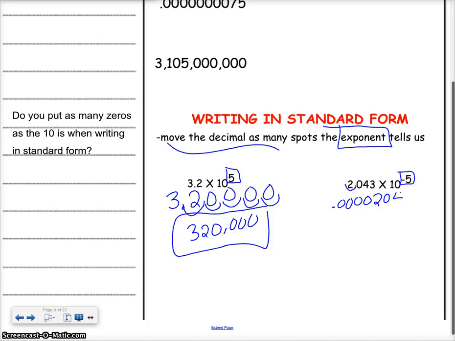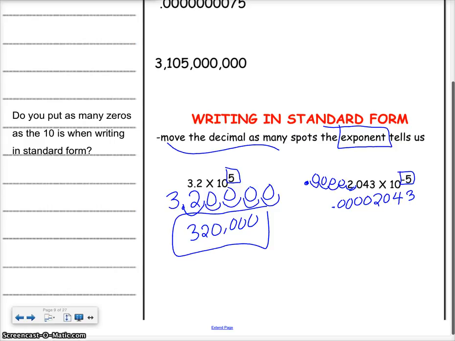2, 0, 4, 3. Nope, that's to the left. And then 1, 2, 3, 4, 5. Okay, just showing you the hopping. 1, 2, 3, 4. Oh, oopsie, I have 1 zero too much. Darn it. 1 spot, 2, 3, 4, 5 spots. So all today is moving a decimal. You just have to be able to analyze.